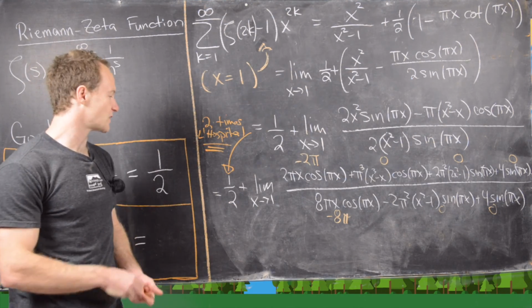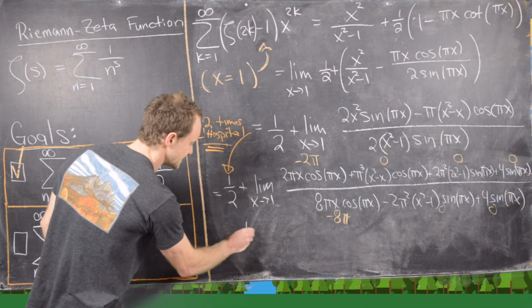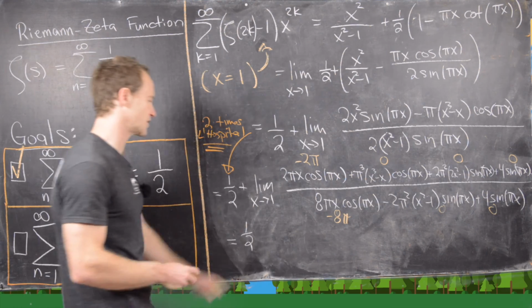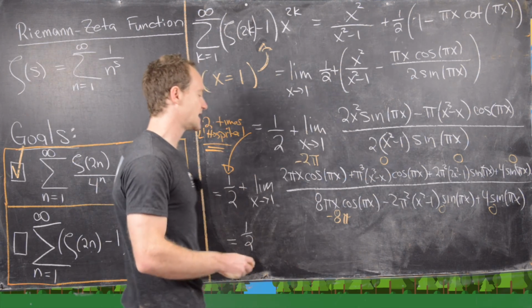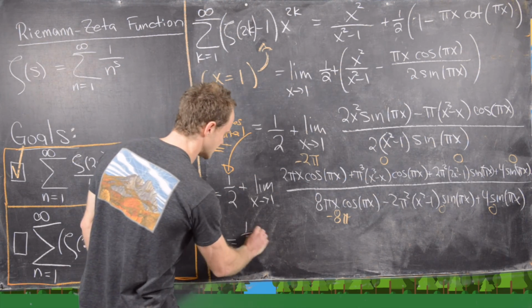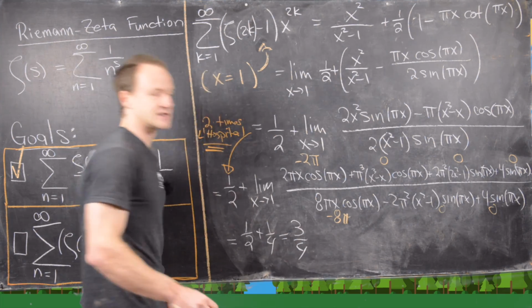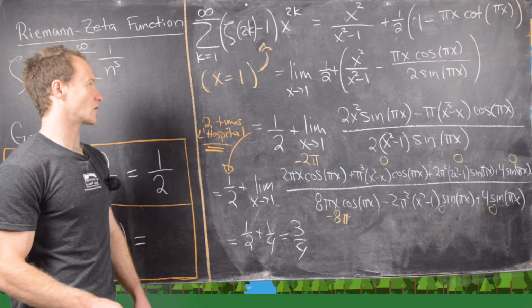So now putting this all together, we have that this is equal to 1/2, and now we no longer have an indeterminate form, so we're good to go. Notice we have -2 pi over -8 pi, so that's going to be +1/4. So the answer to this is 3/4.